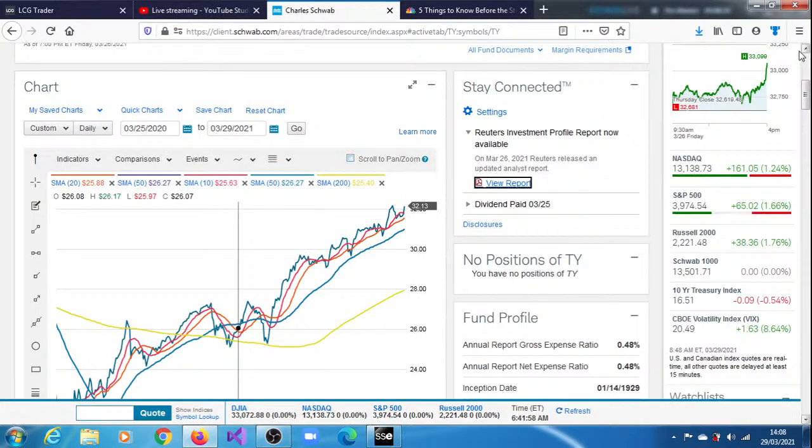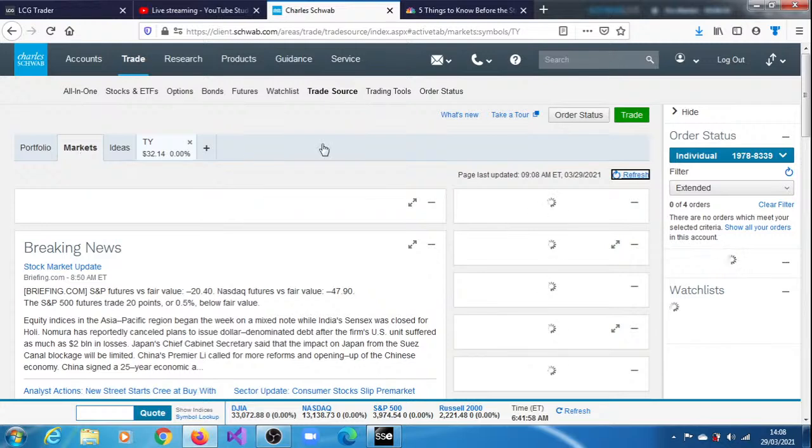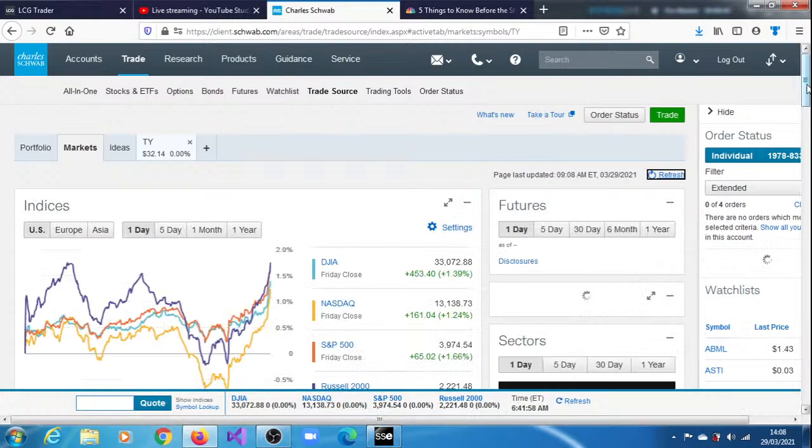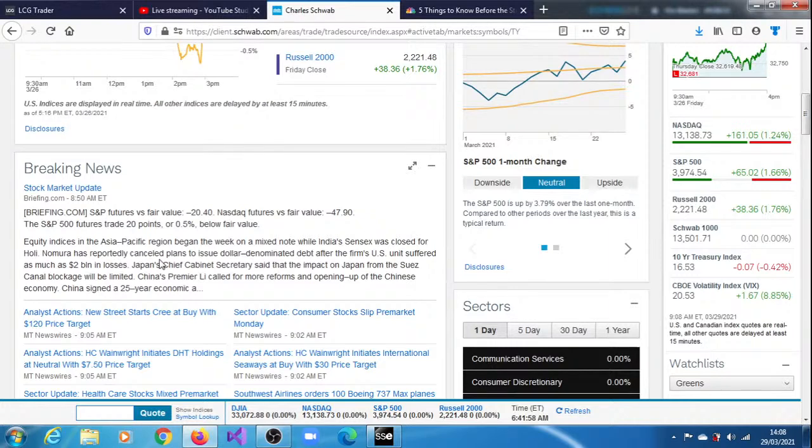So let's see what's going on in the markets already. We have about 22 minutes before the markets open. This is the same news concerning the losses Nomura and a few other banks may incur. So that's what they're talking about here. It says Nomura has reportedly cancelled plans to issue dollar-denominated debts after the firm's U.S. unit suffered as much as $2 billion in losses.